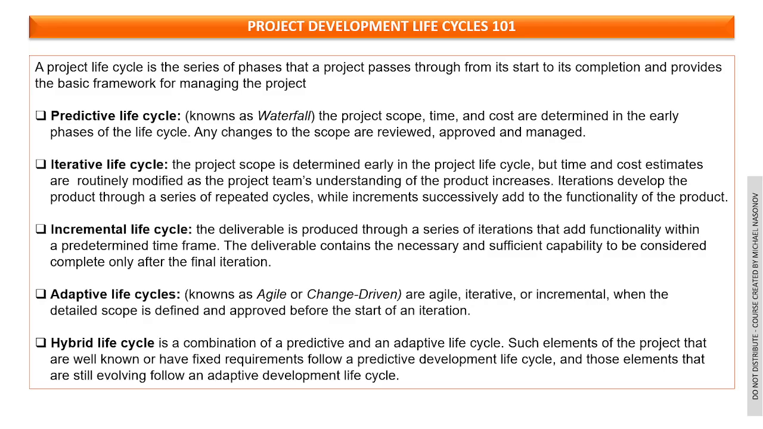Incremental life cycle. The deliverable is produced through a series of iterations that add functionality within a predetermined time frame, the so-called sprint. The deliverable contains the necessary and sufficient capability to be considered complete only after the final iteration.